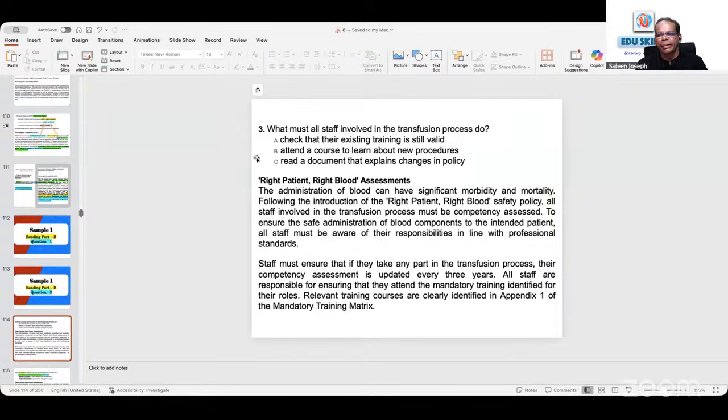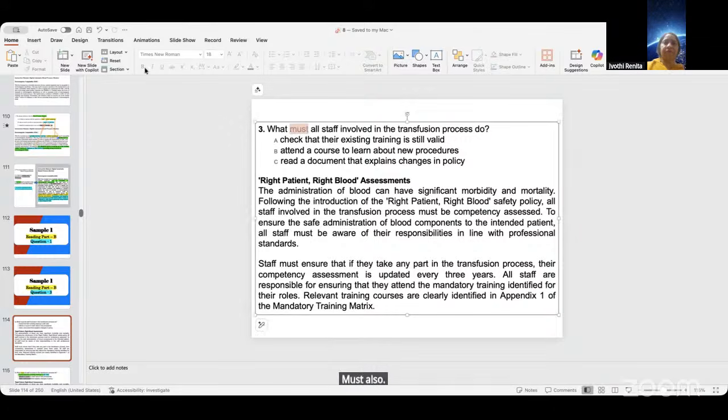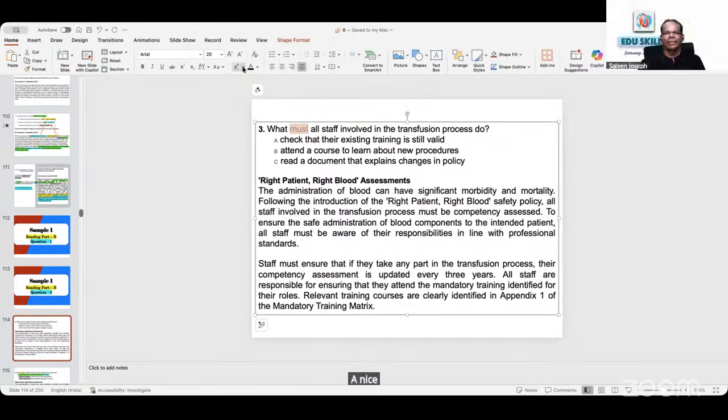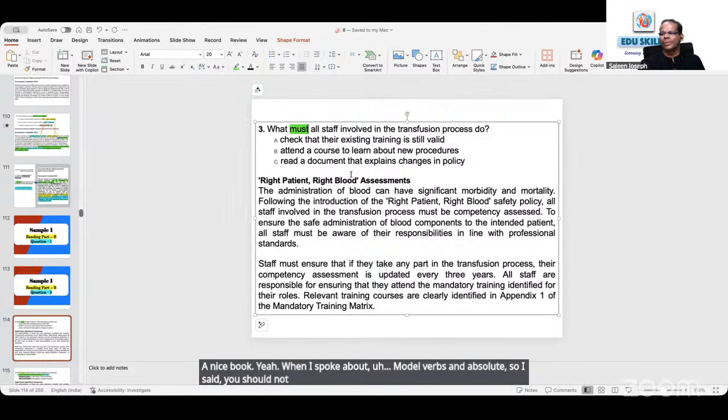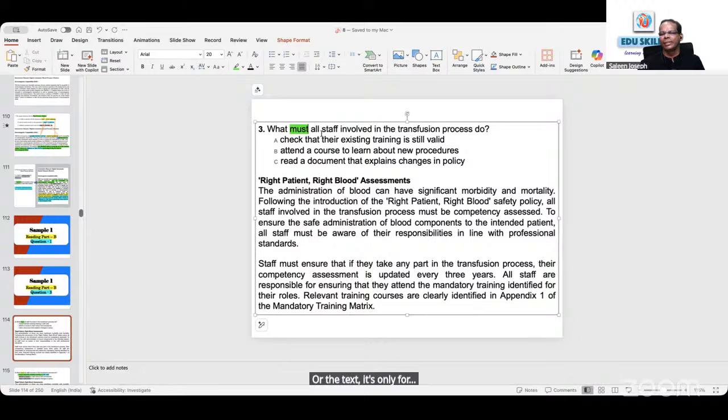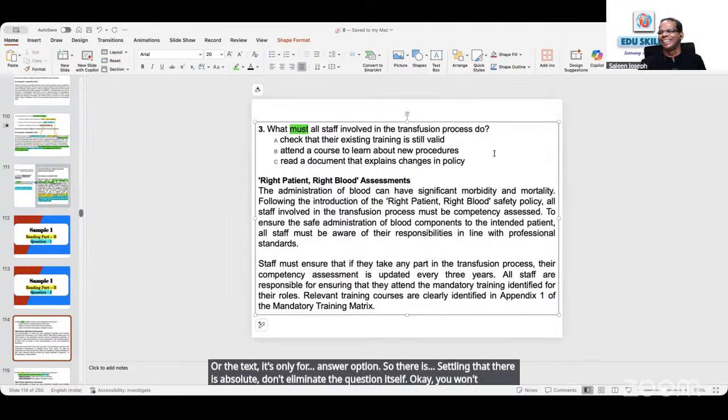Right. What must all staff involved in the transfusion process do? What are the hedging words? Must. Must all staff. Must, and do. All, staff, transfusion process. When I spoke about modal verbs and absolutes, I said you should not be looking for absolutes in the question stem or the text. It's only for answer options. So if there is an absolute, don't eliminate the question itself. Okay, you won't get marks.